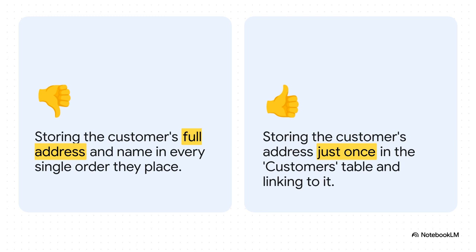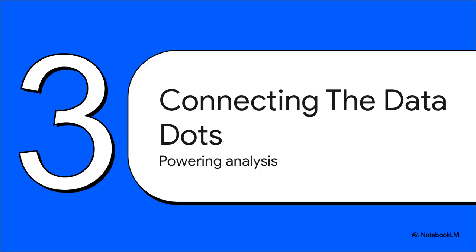The inefficient way would be to copy and paste a customer's address into every single order they make. But what happens if they move? You'd have to hunt down and update dozens, maybe hundreds of records. The efficient, normalized way? You store their address just once in the customer's table. If they move, you update it in that one spot, and poof, every past and future order automatically points to the correct new address.